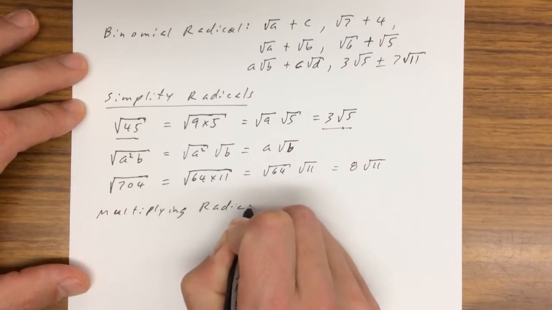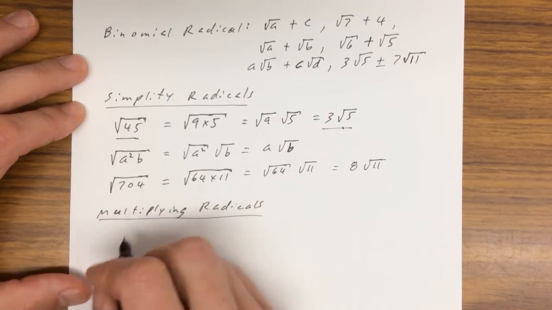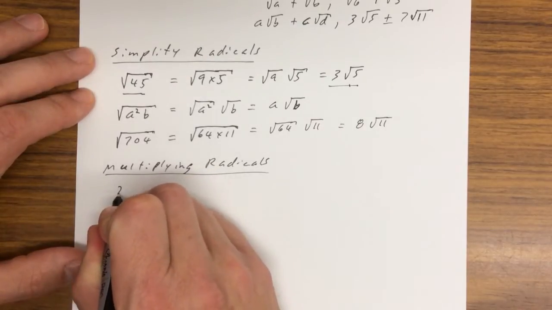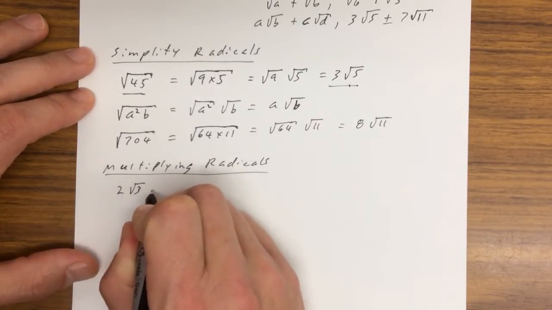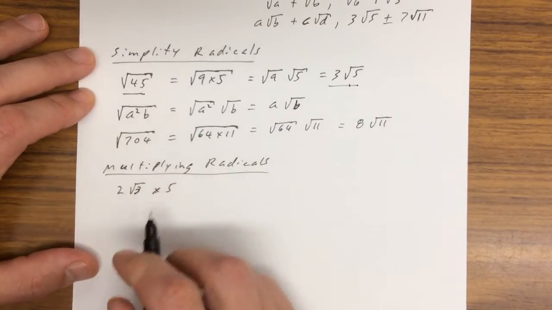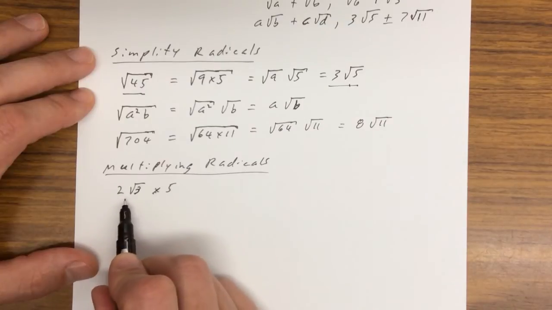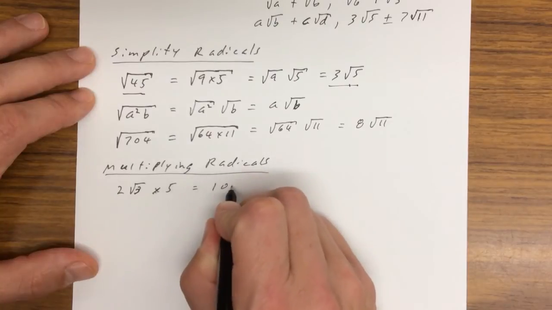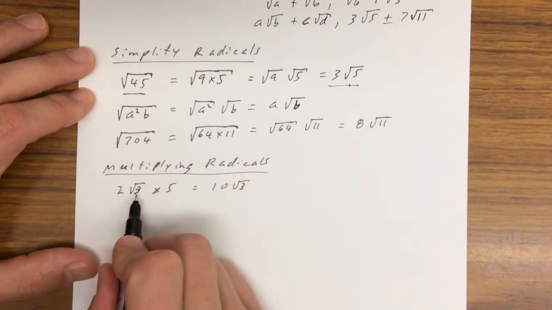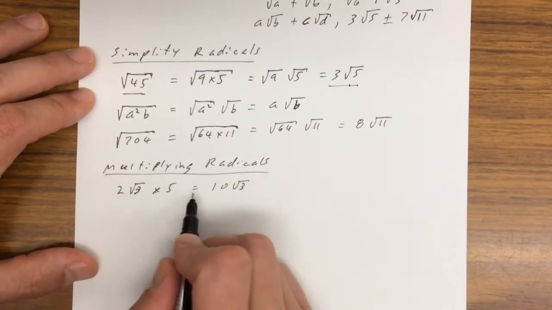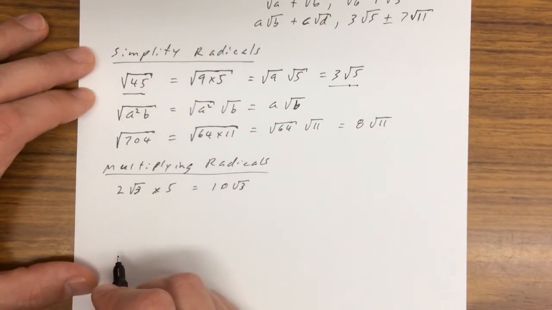Okay, so, well, this is quite simple actually. If you had 2 root 3 and then you multiplied that by 5, well, you've got 5 times 2 root 3. Well, that's just going to be 10 root 3. You think of the root 3 like a variable, like x. So 5 times 2x is 10x. So 5 times 2 root 3 is just 10 root 3.